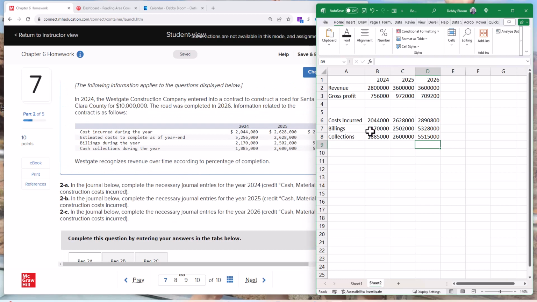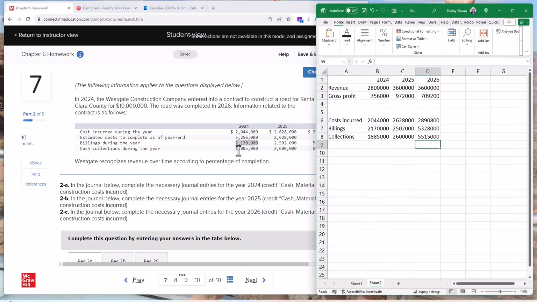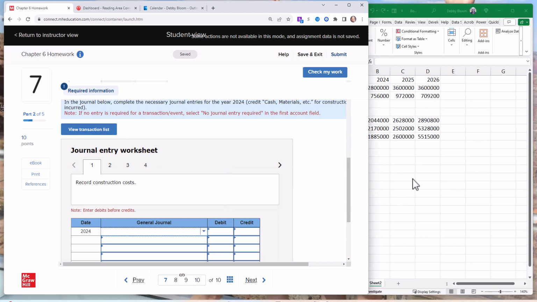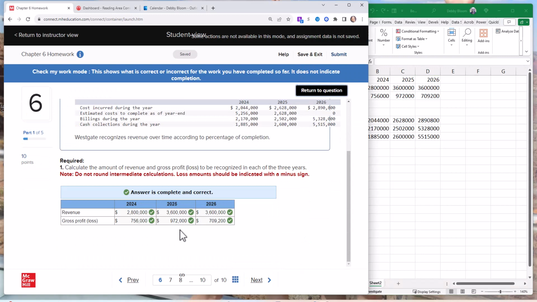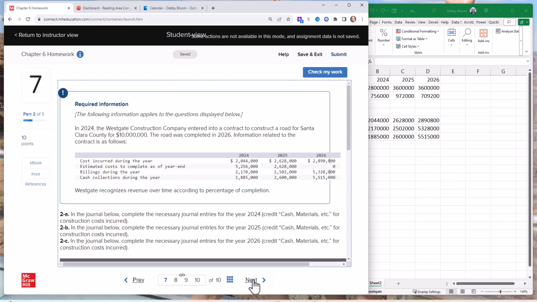So I've copied down for each year the costs incurred during the year. We're not going to journalize the estimated cost to complete, so I just skipped that. And then I wrote down the billings for each year and the cash collections. What I'm also going to need, which I've already written down, is from the previous problems, all of the answers for the revenue and the gross profit that I'm going to need for my adjusting entry, and notice all of those are correct.